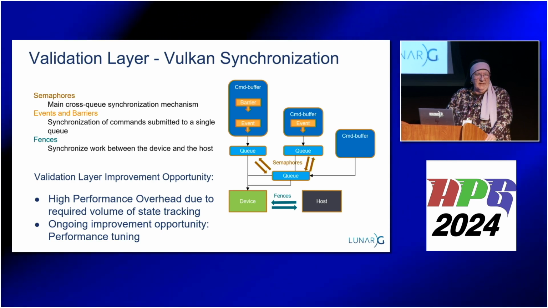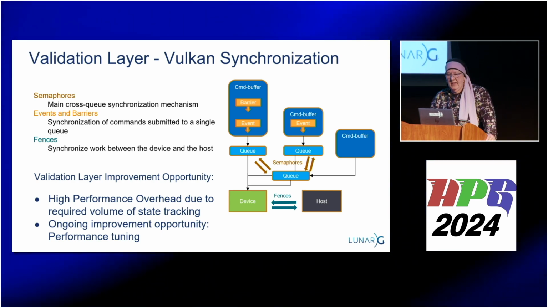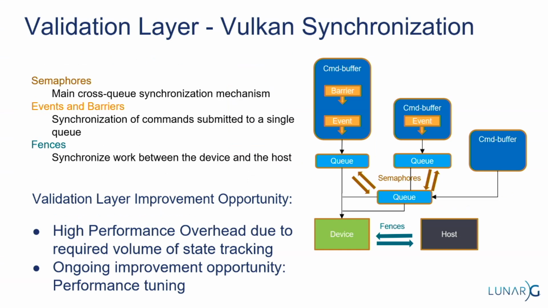So I've talked about synchronization many times. Very complicated API to validate. And the amount of state tracking that has to go on to detect hazards and the usage of the Vulkan synchronization API, it's a lot of overhead. And so we always have an ongoing opportunity to improve the performance there. Many challenges there.